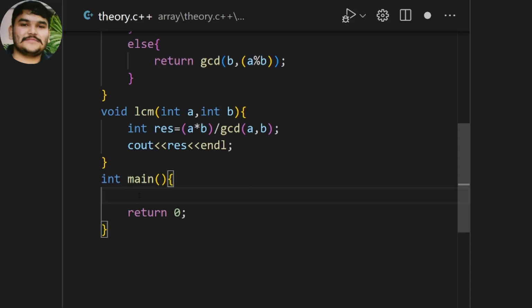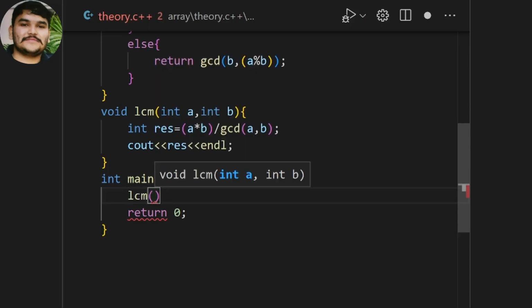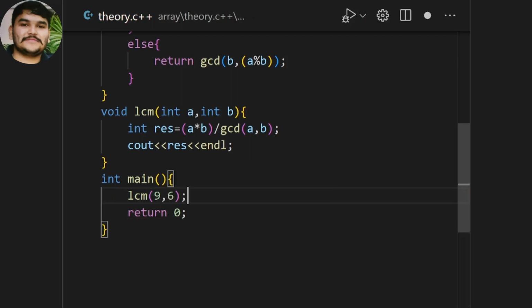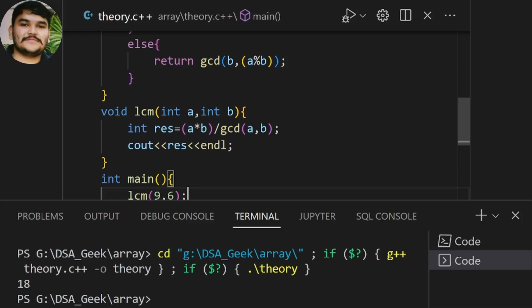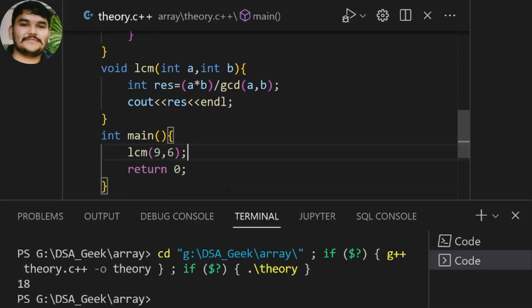So just take the example, that is the LCM of 9 and 6. What are we actually getting? Let's run the code. So 18, as we know, the LCM of 9, that is 3 into 3, and 6, we are getting.